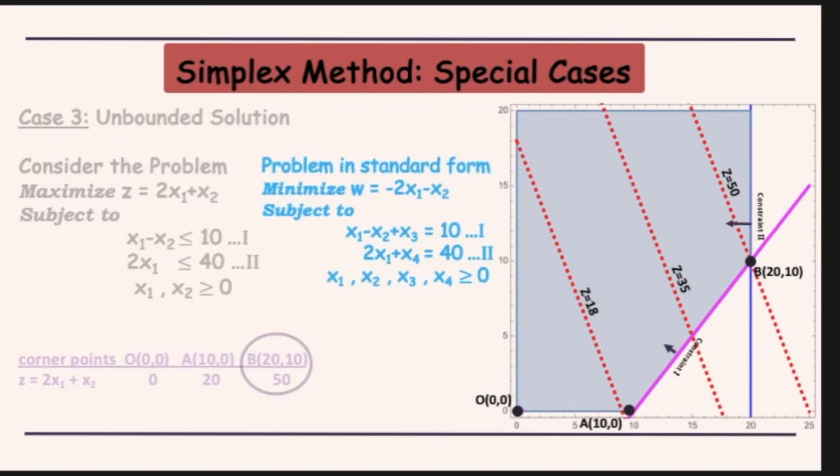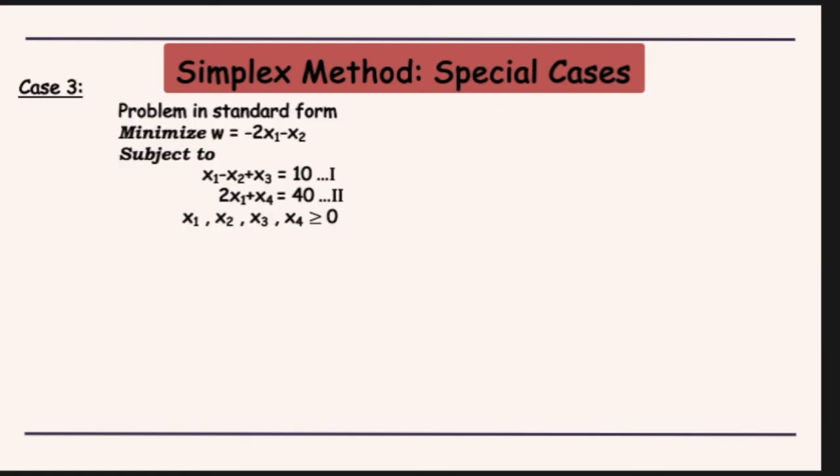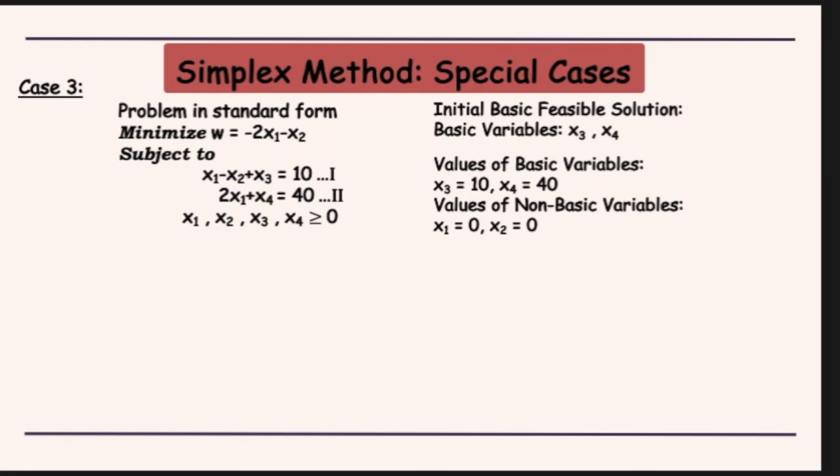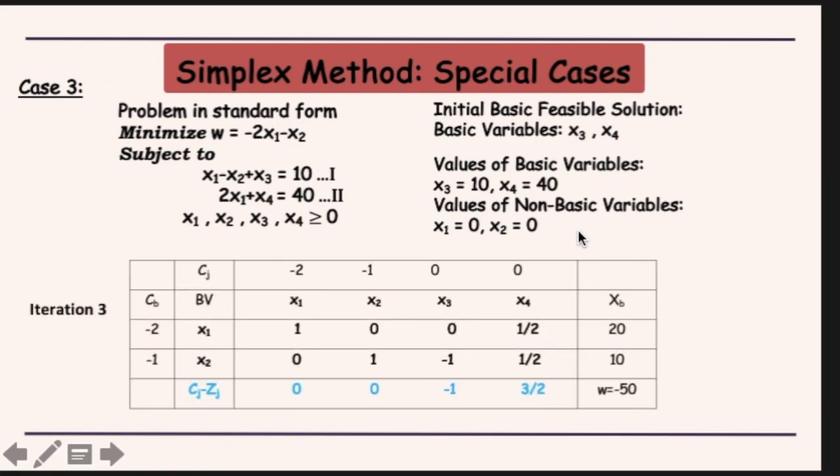So I'll first convert it to the standard form. Now this is the problem in the standard form. The initial basic feasible solution is given by these basic variables, which are x3 and x4, and the values of these basic variables are 10 and 40, and the non-basic variables have values 0. So this is my initial basic feasible solution. I have skipped the starting iterations, so I'll just move to the final iteration here, because this is where I get to see why this problem is an unbounded problem.